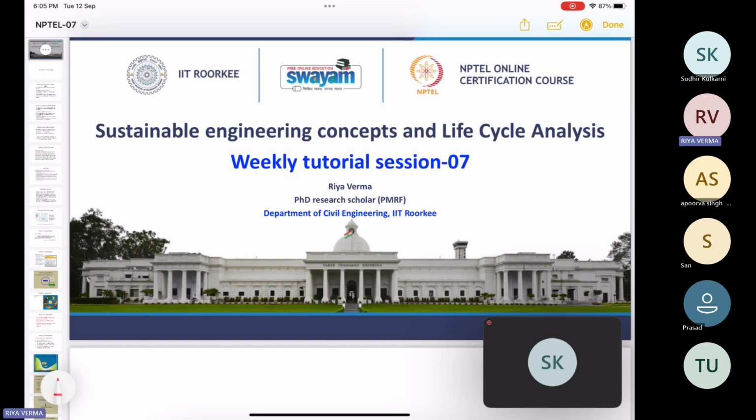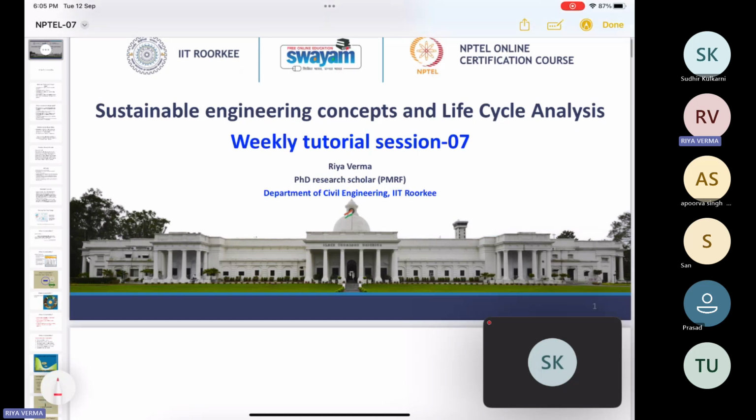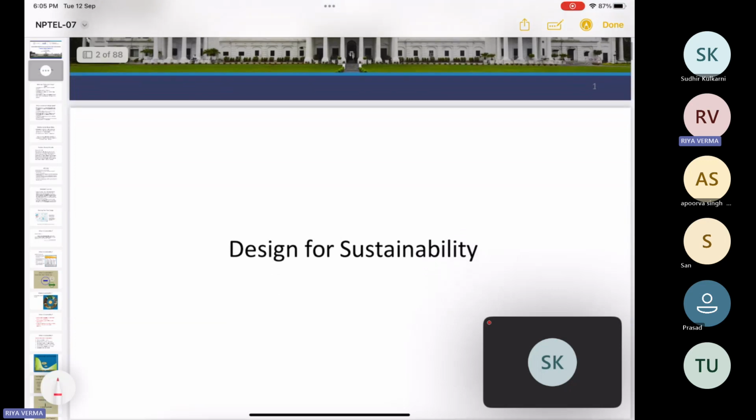So, today we'll be having our weekly tutorial session for week 7, and I think this is the second last week, and next week we'll be having our last session for this course. So today we'll be having a quick revision about the design for sustainability and what are the design criterias and other factors that we need to consider while designing a sustainable product. And after that, we'll be having a quick previous year assignment section for which we'll be discussing the questions that were asked in the previous year assignment, and we'll be solving those questions in the class.